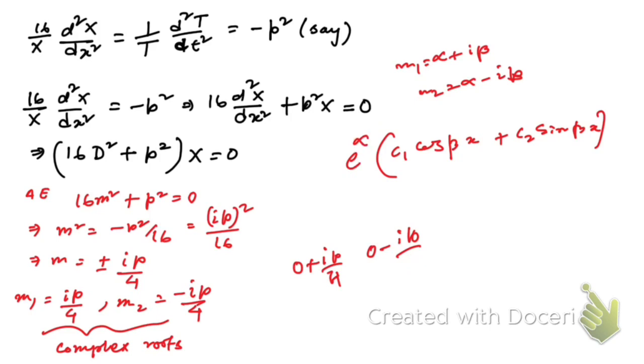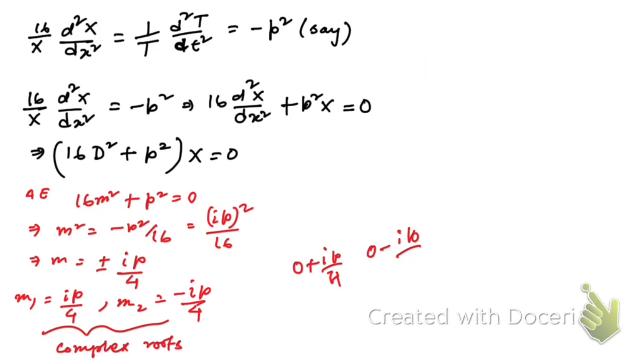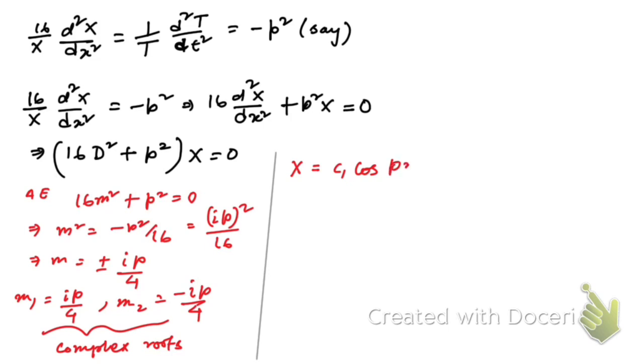So let me clean these things. If this is the form, then what is going to be the solution? The solution of this equation in terms of x, let me write here: X is equal to c1 cos px by 4, plus c2 sin px by 4. Beta is p here, so px by 4. That's what we're going to have, right? So this is the solution of X.